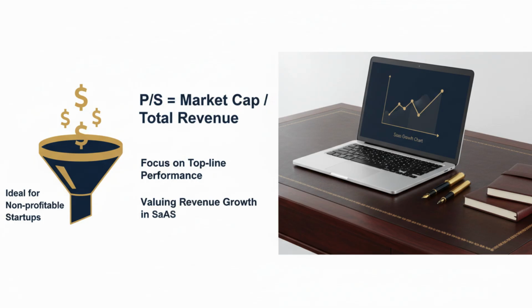When evaluating high-growth startups that are not yet profitable, the PE ratio becomes useless. This is where the price-to-sales, or PS ratio, shines. By dividing market capitalization by total revenue, this metric allows investors to value a company based on its top-line performance rather than net income. This is especially critical for early-stage tech companies that are reinvesting every cent into expansion. A low PS ratio relative to the industry average might indicate an undervalued opportunity with significant revenue growth potential.